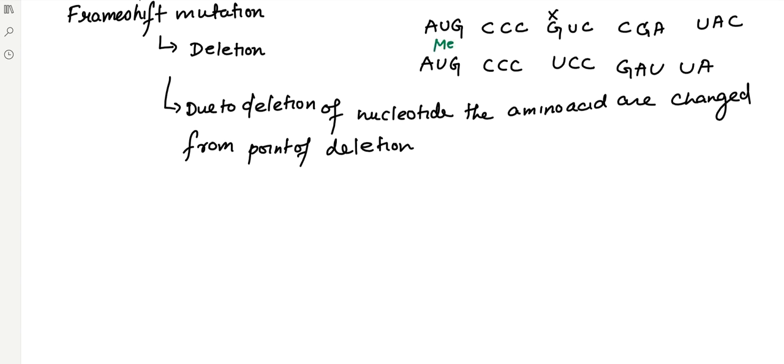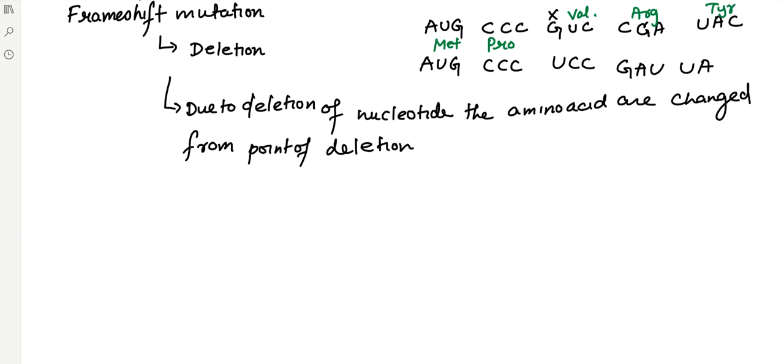AUG will code for methionine. Both of them will code for methionine. No problem for that because deletion is here. CCC will code for proline. No tension for this one. Now GUC is coding for your valine. Okay, this is coding for your valine. Your CGA is coding for your arginine. And your UAC is coding for your tyrosine.